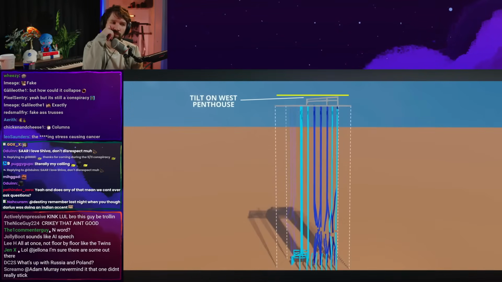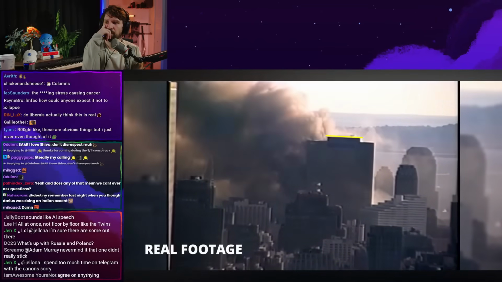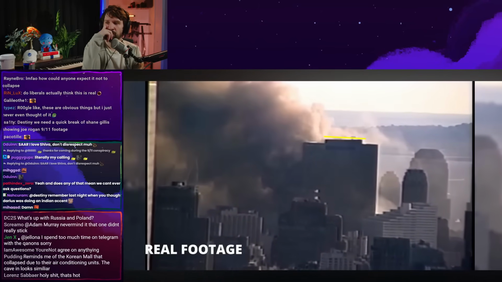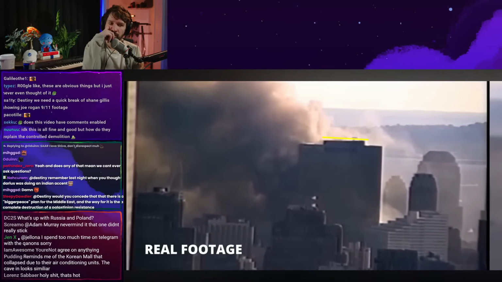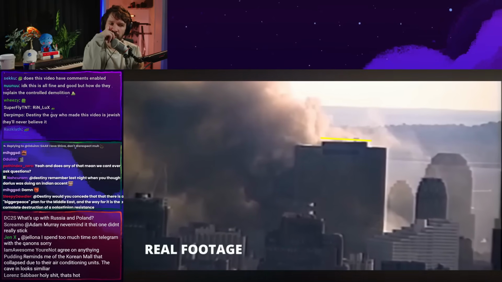If you observe the collapse, you can see a small tilt to the top of the penthouse. This indicates that the core columns collapsed progressively. If the core columns had collapsed simultaneously, we would not have seen this small tilt.